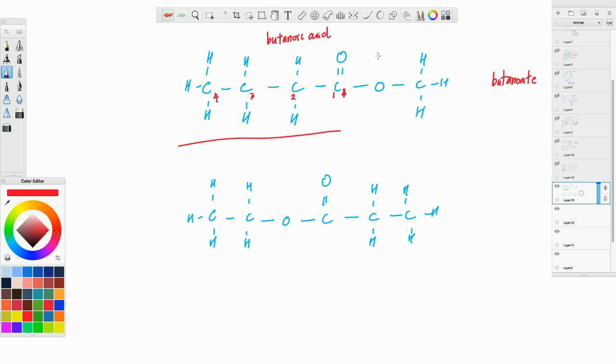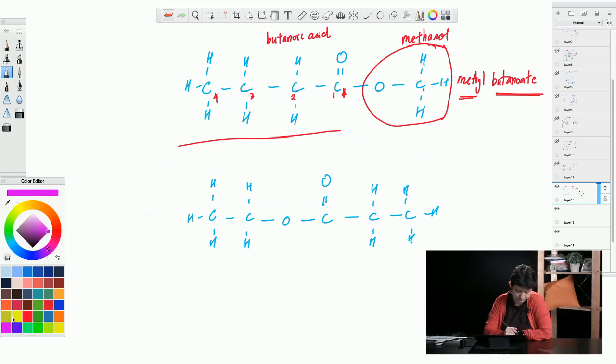Okay, this part came from the alcohol. There's only 1 carbon. So it's from methanol. The alcohol that only has 1 carbon is methanol. So the name of this ester is methyl. Methyl butanoate. Methyl comes from methanol. Butanoate comes from butanoic acid. Okay? Alright, how do you do this one?